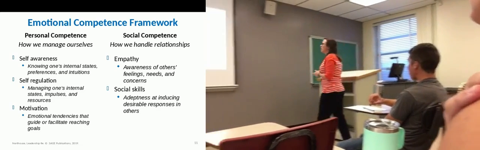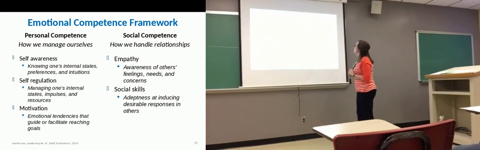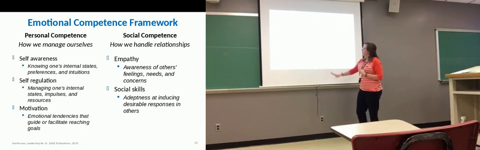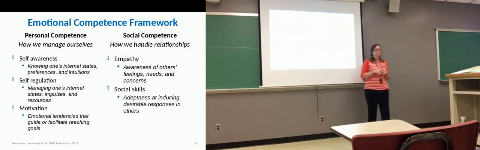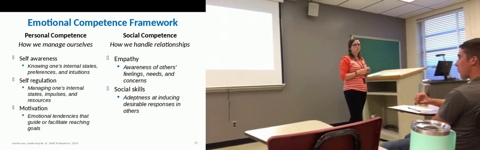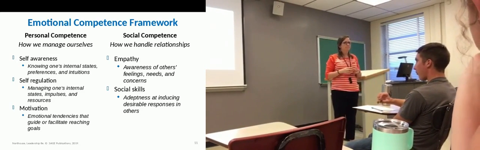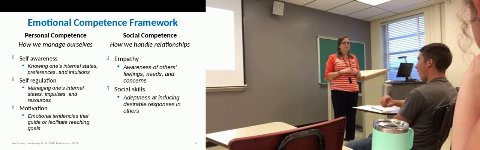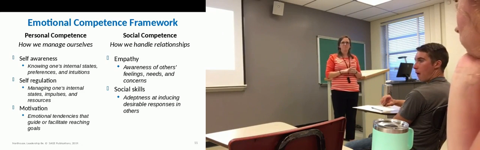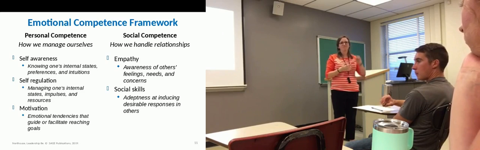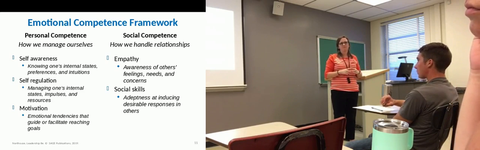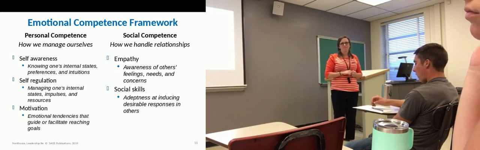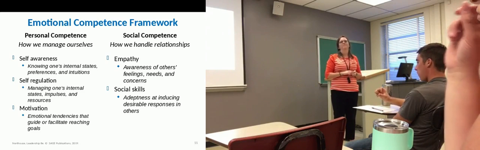Can someone give me an example of someone who has some of these personal competencies, but maybe is lacking some of these social competencies? You don't have to say names if you don't want to, just give us the context. I have one. My mom deals with depression, and she's dealing with a new job and a new apartment. She's aware that she is upset, but she doesn't really do a good job of managing it. I like that.